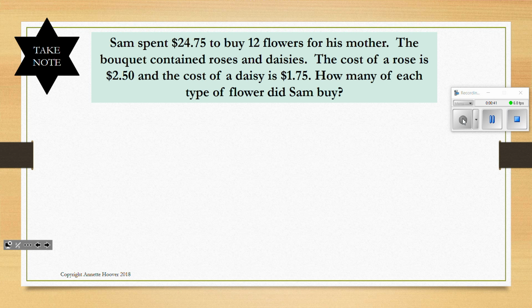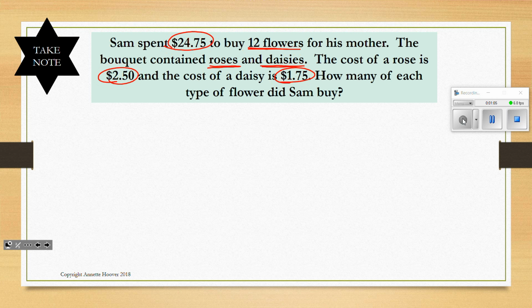We are going to be writing two equations. One equation is based on the cost. We know the total cost, and we know the cost of the roses and the cost of the daisies. The other equation is going to be based on the number of flowers. We know that there's 12 flowers and that he bought both roses and daisies. Since we're talking about roses and daisies, I'm going to use the variables r and d so we'll know which is which.